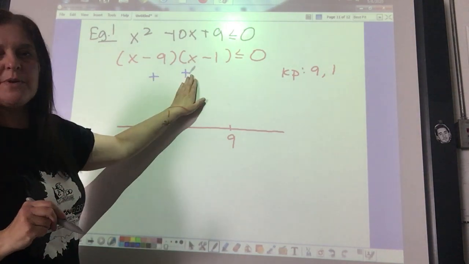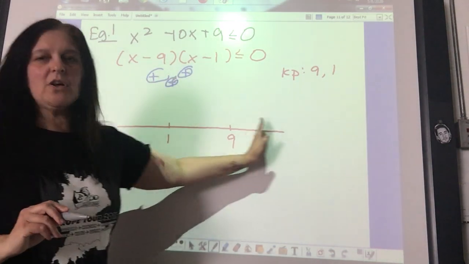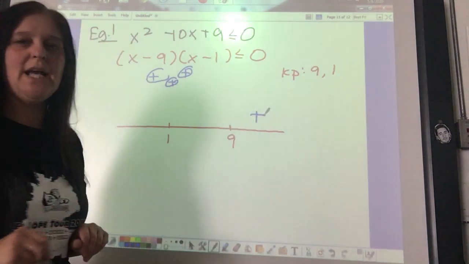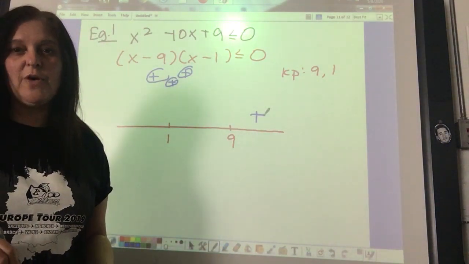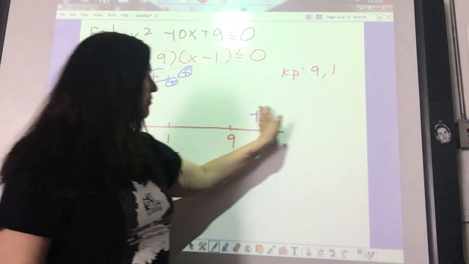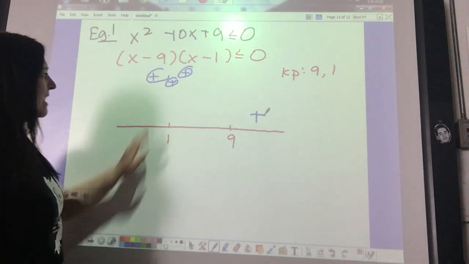A positive times a positive gives you a positive. So if I run any number larger than 9, this inequality will give me a positive number. Again, I don't care what that actual value is because it's a sign diagram. We just want the sign. Any value in this region would make this value positive. Then, that's the only one I have to test.